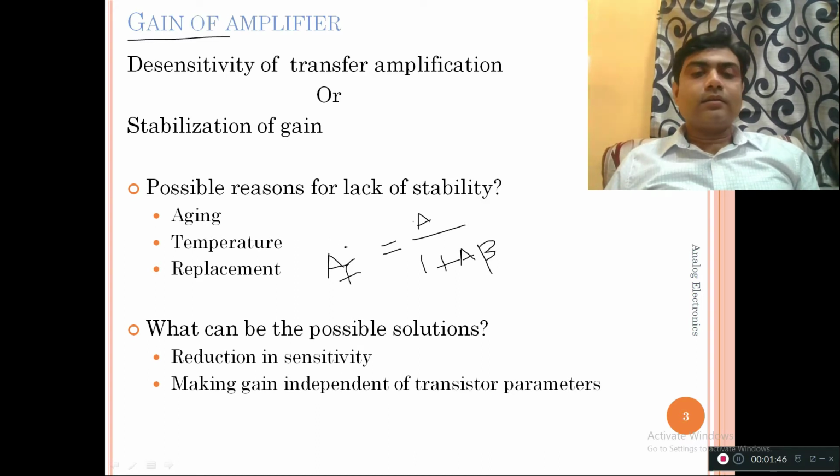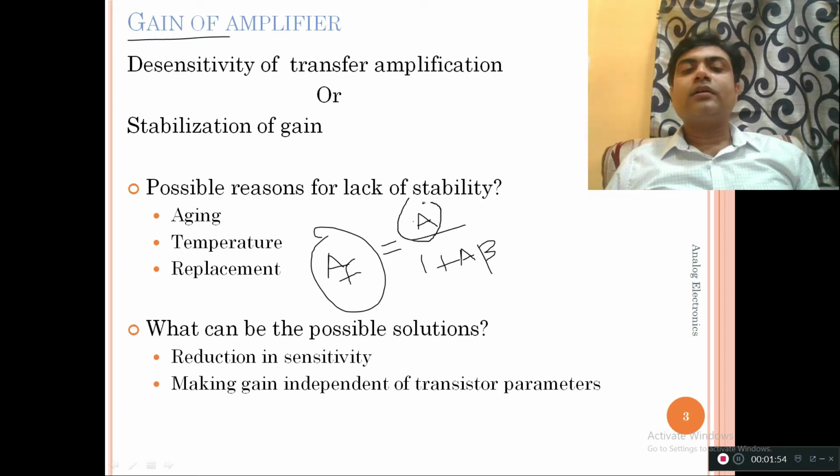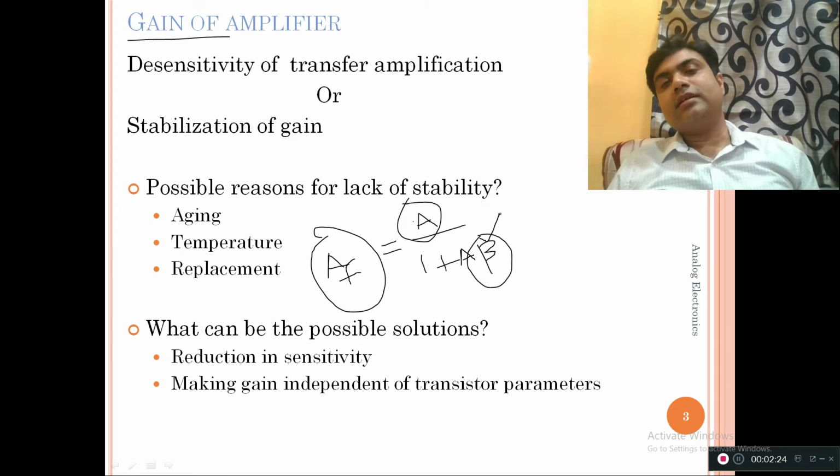We have already seen that this feedback gain is always going to be less than or equal to the open loop gain of the amplifier. And on which factor does it depend? It depends on the factor beta. So in practical conditions, we can say that AF is always going to be less than A. Why? Because beta will definitely have some value, so AF is going to be lesser than the value of A.